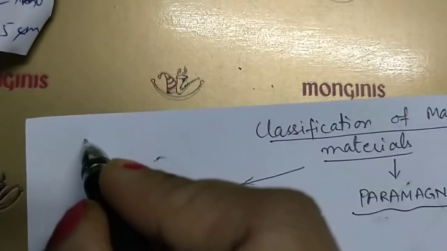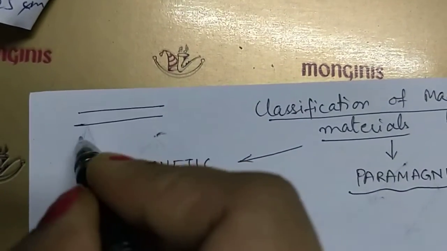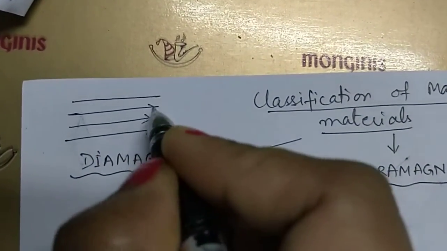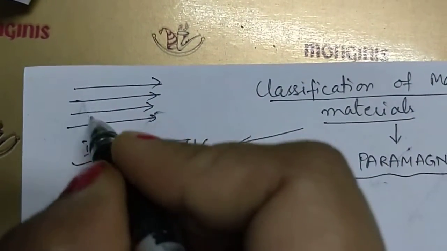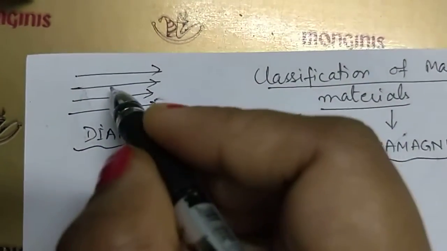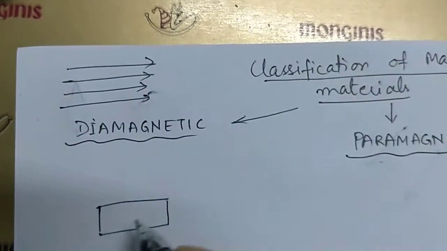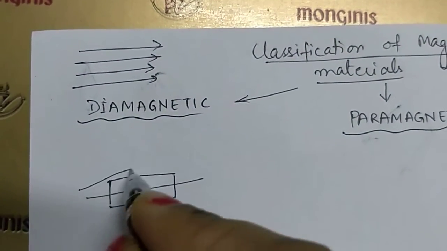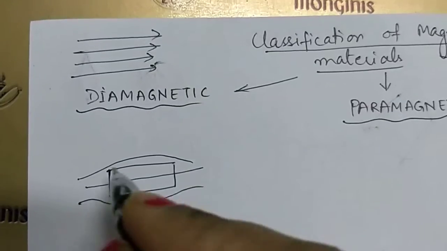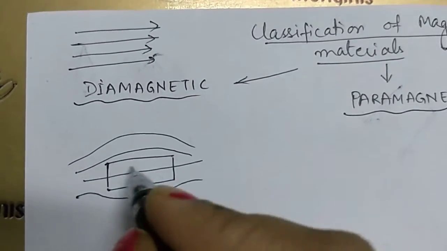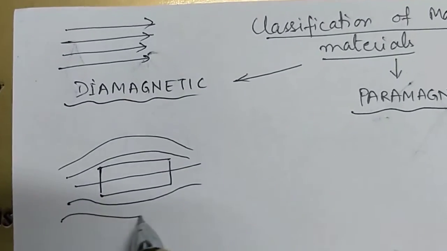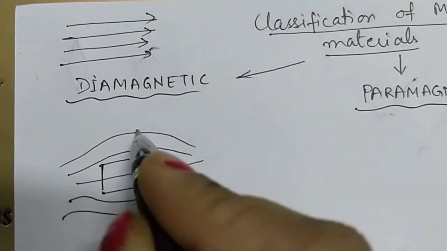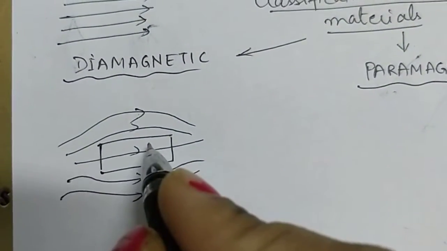The other property is, if you keep a diamagnetic material in an external magnetic field, suppose you have an external uniform magnetic field, with equally spaced parallel lines. Now if you place a diamagnetic material in between, these field lines will go out of it. Instead of going through the inside as before, they start to move out. So fewer magnetic field lines will pass through it.